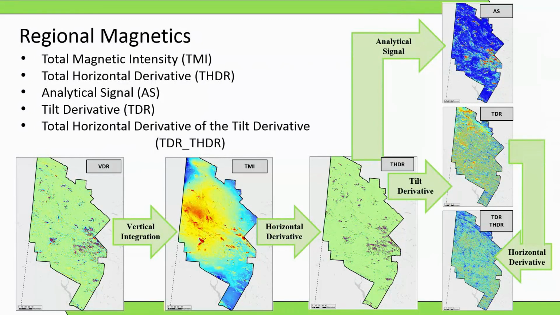Now, using Geosoft Oasis Montage, we were able to provide multiple magnetic maps. Here we have a workflow from the vertical integration to derive several different types of magnetic maps, including tilt derivative, analytical signal, and the horizontal derivative. Each one of these plays a different role in how we would understand the magnetics in that area.